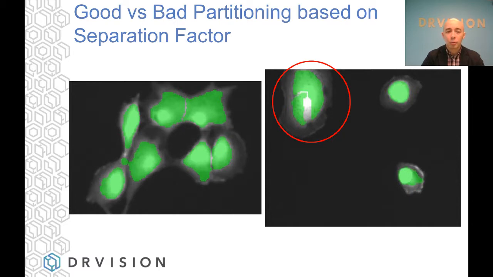However, if you partition or separate too aggressively, you might end up with something like this right image. See here, we have one single cell that looks like it's been split into two different pieces. So finding the appropriate separation factor is an important step, especially when cells are bunched closely together.